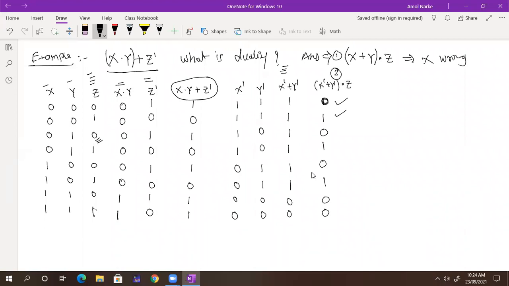Duality is nothing but what? In duality, the output should be the same. That is what I feel. Why am I getting this? If I take the negation, I will get this statement. Yes or no? If I take the negation of that side, the negation of x is nothing but x dot y plus z complement, like that.